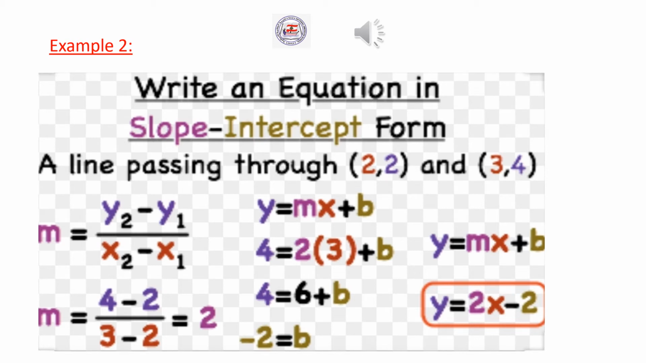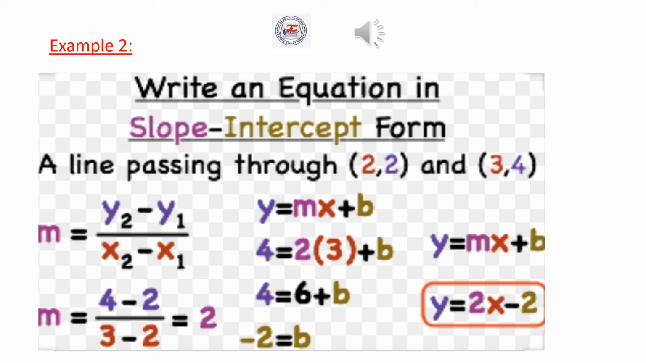We use the slope and the coordinates of one of the points to find b. We use the coordinates of the second point. y2 equals 4 and x2 equals 3. We substitute y by 4 and x by 3 and m, the slope, by 2. 4 equals 2 times 3 plus b, 4 equals 6 plus b.